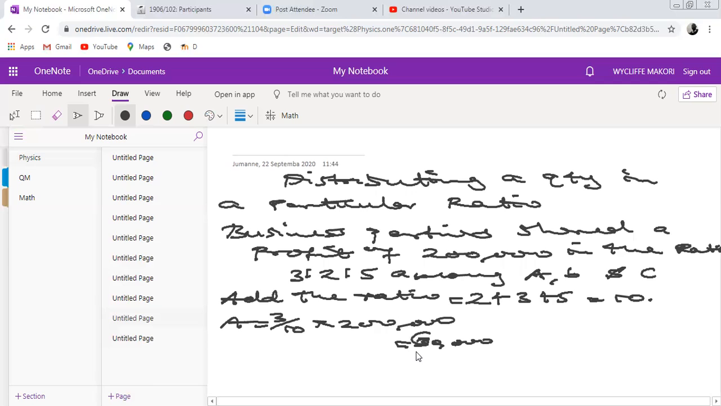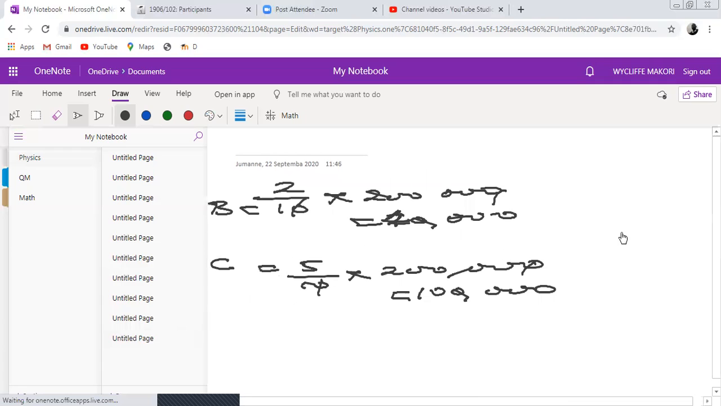So at the end of the day, you realize that if you add what they have got, it must add up to what was being shared. So if we add 60,000, 40,000 and 100,000, the total will be the same as the 200,000 that was being shared. So that is the part of the ratio and how we work on them. Thank you very much.